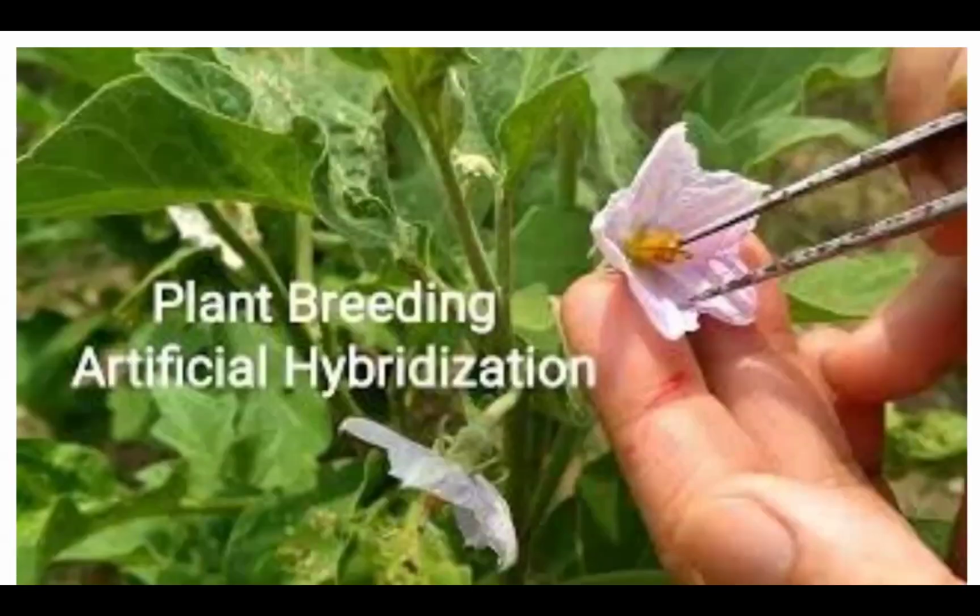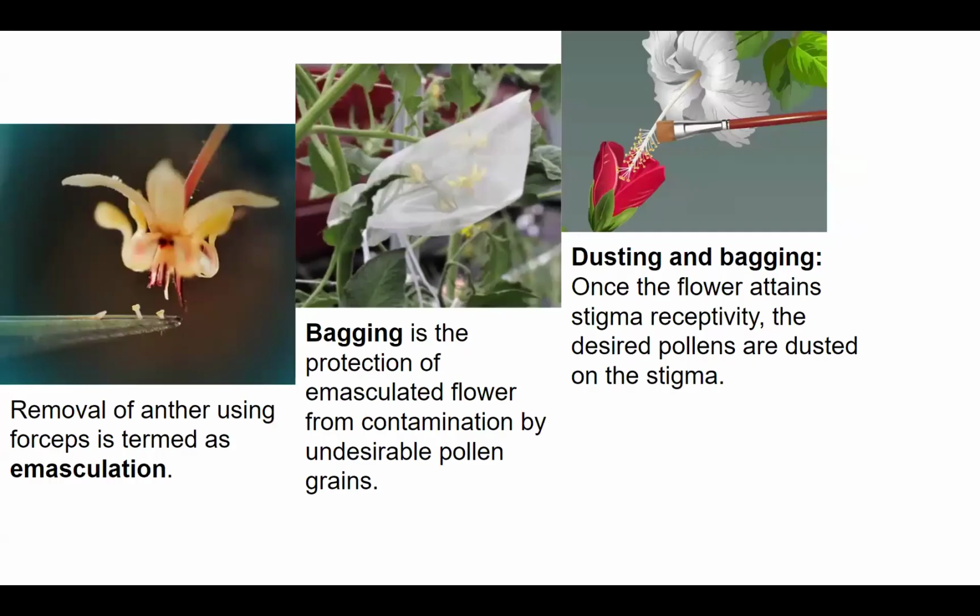Next, coming to plant breeding or artificial hybridization. For artificial hybridization, as it states, the hybridization or the mix and match is done completely artificially, it is man-made. So what are the various steps for artificial hybridization? First, I need to remove the anthers using forceps, and this is called emasculation. So I will remove the anther before the anther has matured.